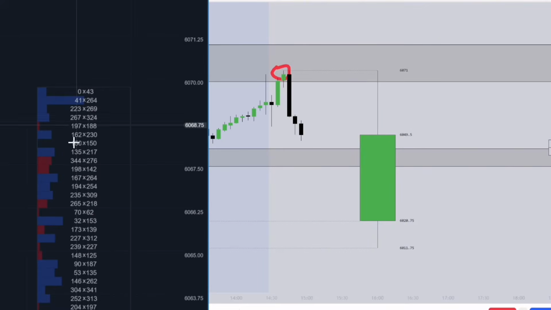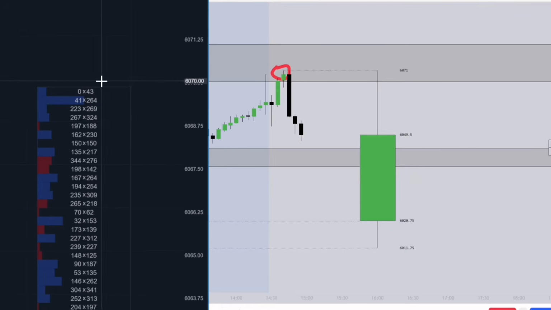So the left number is the bid, the right number is the ask, right? The bid represents the total number of aggressive sellers. The ask represents the total number of aggressive buyers. So here we see around 41 for 264. That's roughly going to be a 6.5 times difference between the total number of aggressive buyers and sellers, right? Or 5 times, whatever the math is there.